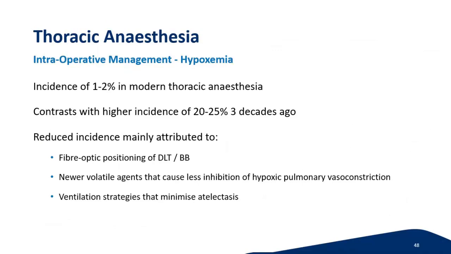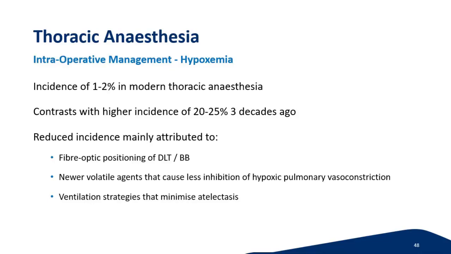Hypoxemia during one lung ventilation has an incidence of 1 to 2% in modern thoracic anesthesia. This contrasts with a much higher incidence of 20 to 25% in the past. The lower incidence can be partially attributed to better lung isolation, which is routinely performed under direct vision with an FOB.